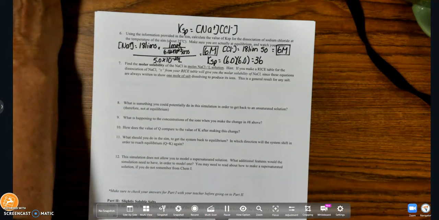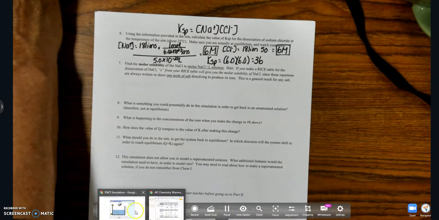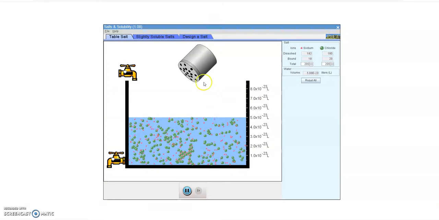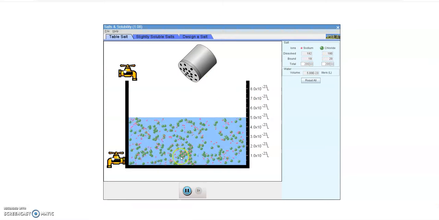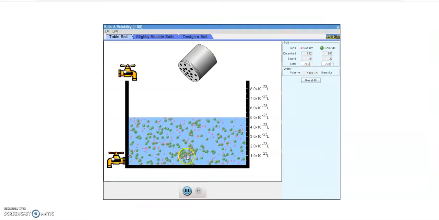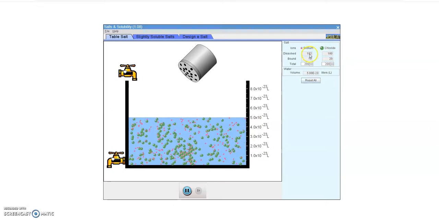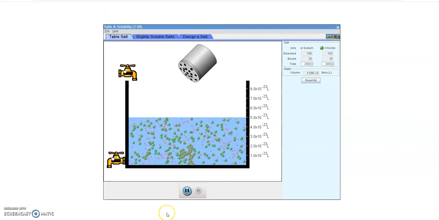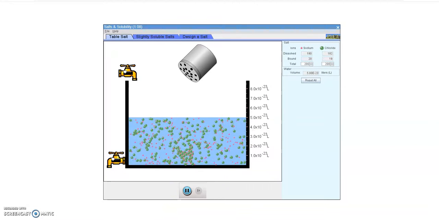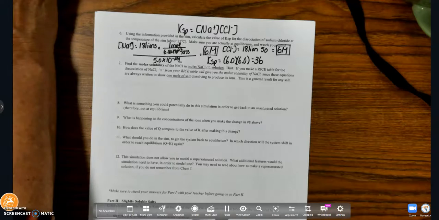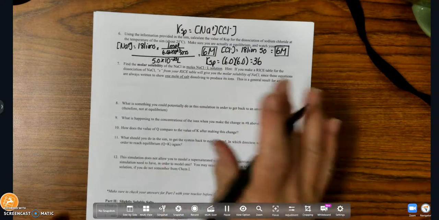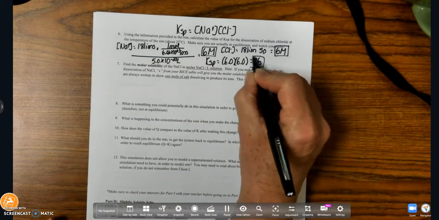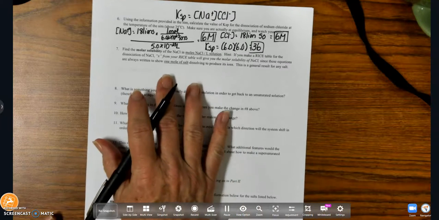Now, in order to do this calculation, remember, when you do these on your own, you have to make sure you're at equilibrium. You have to make sure you have solid at the bottom, and that these numbers are no longer changing, or you're not at equilibrium and you can't use those numbers in order to do your calculations. Okay, now we know about that. This is my KSP. And now what we're going to do is calculate something new.